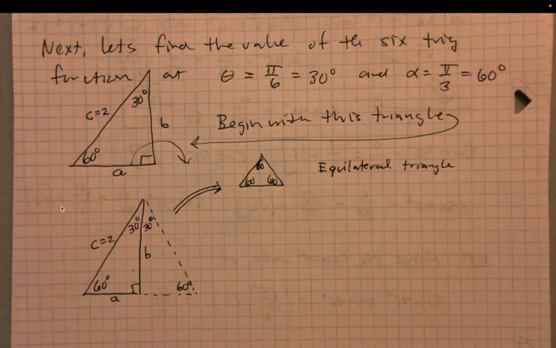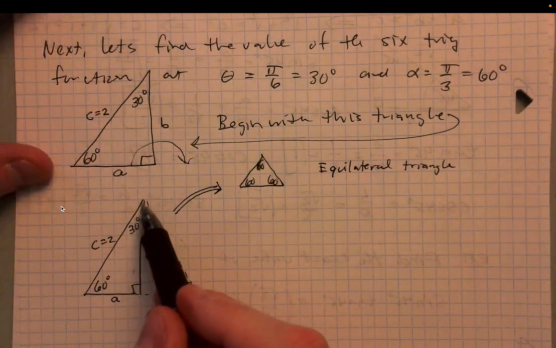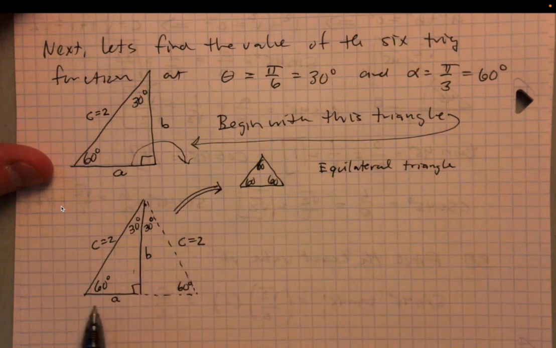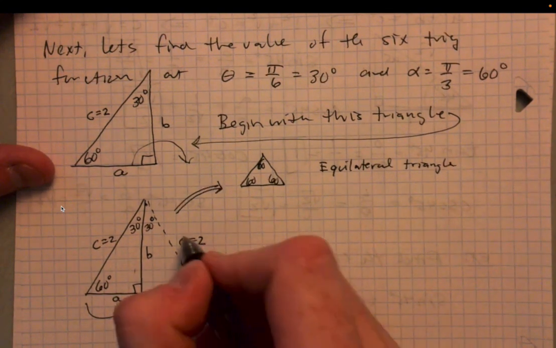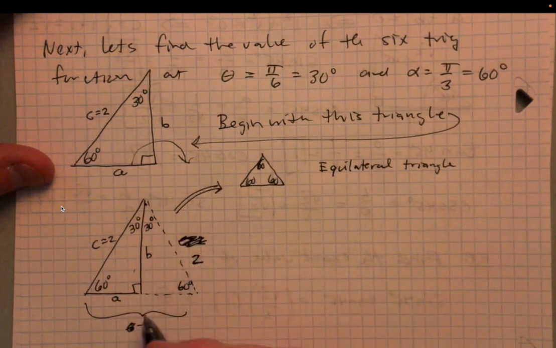An equilateral triangle is a triangle where all of the angles are the same, namely 60 degrees, and as a consequence, all three sides of the triangle must be the same length as well. So that means that this side over here is also equal to 2, and this whole length here, I'm just going to write 2. I don't want to label them.